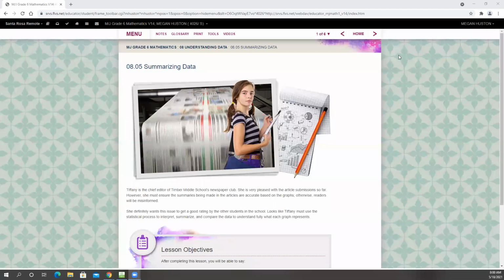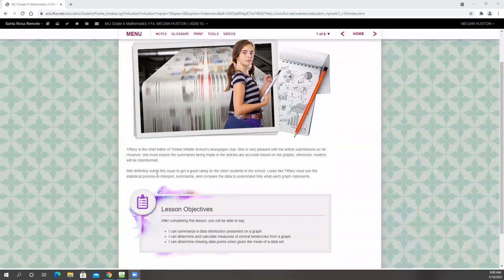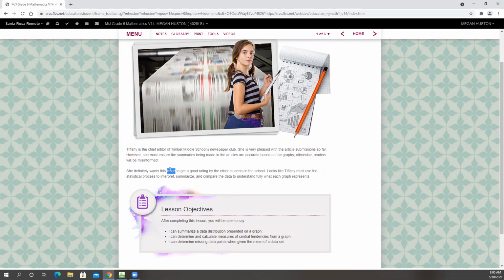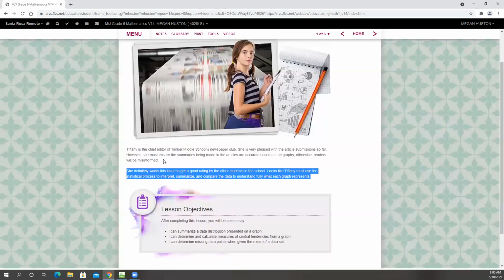So today we are going to go over lesson 8.05, which is on summarizing data. It says Tiffany is the chief editor of Timber Middle School's newspaper club. She's very pleased with the article submission so far. However, she must ensure the summaries being made in the articles are accurate based on the graphs. Otherwise, readers will be misinformed. She definitely wants this issue to get a good rating by other students in the school.